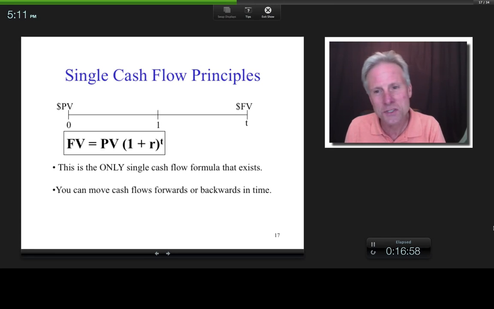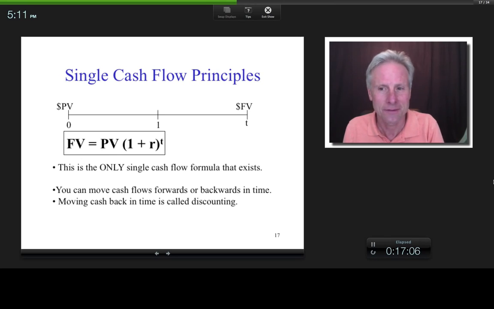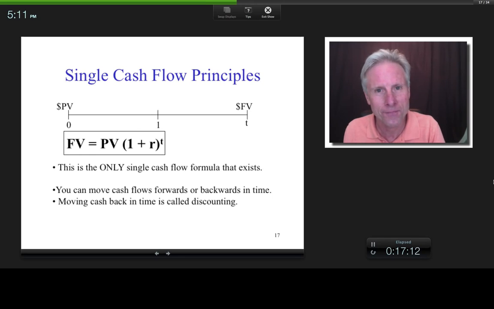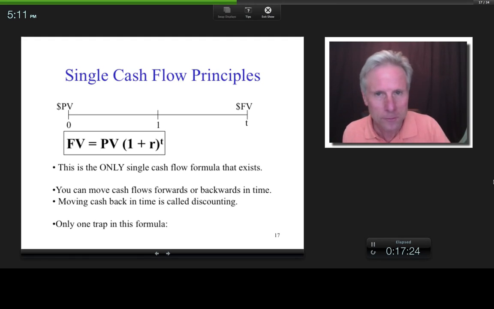So what does this do? Well, you can move cash forward and backwards in time. If you move it back in time, it's called discounting. If you move it forward in time, there's no single word that I'm aware of, they're just taking the future value of. And I would argue that there's only one trap in this formula. And believe it or not, even though you have probably already demonstrated that you understand this formula, you might fall into this trap. Can you think of a trap?